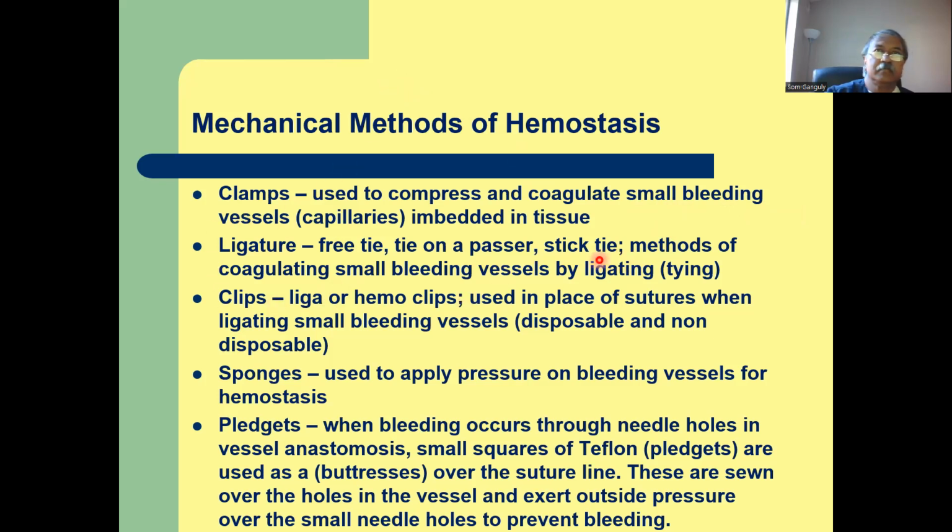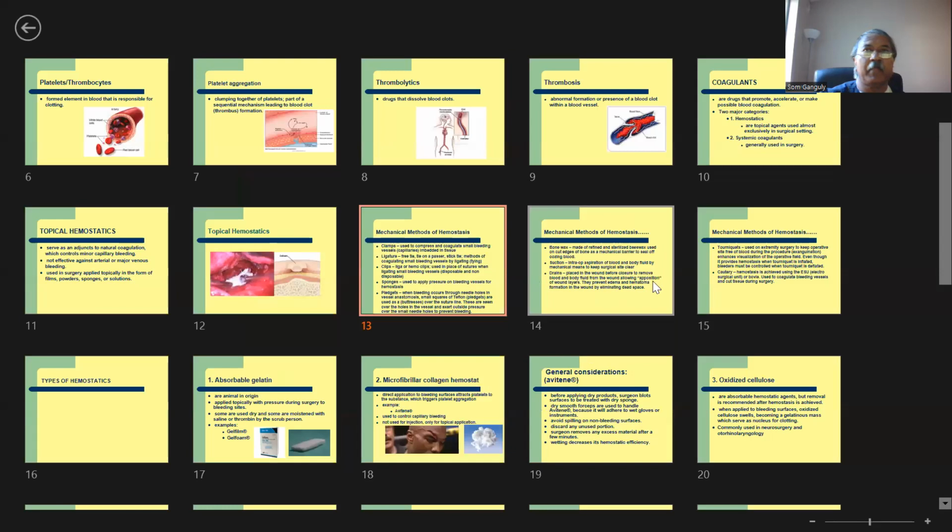And ligature, suture material, clips, like stainless steel clips or titanium clips, sponges like latex or lap sponges, and pledgets like Teflon, pre-cut small sections, probably 1/4 of a postage stamp size. So tiny little pledgets can be applied.